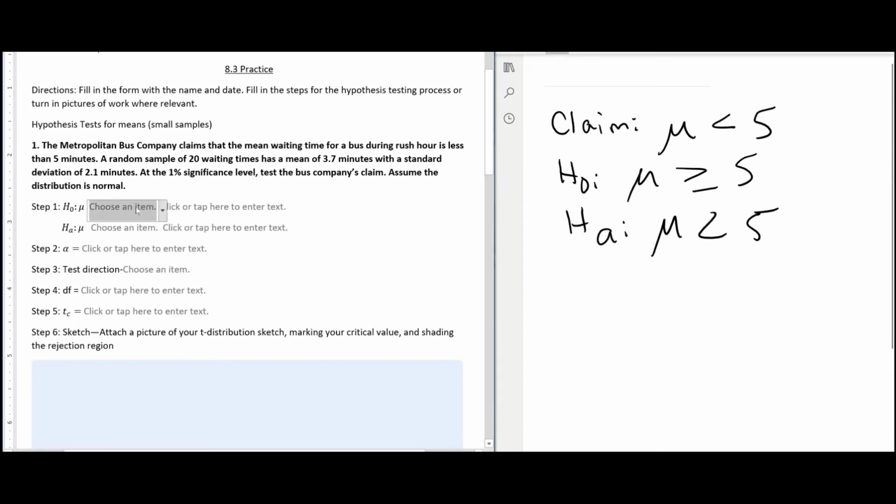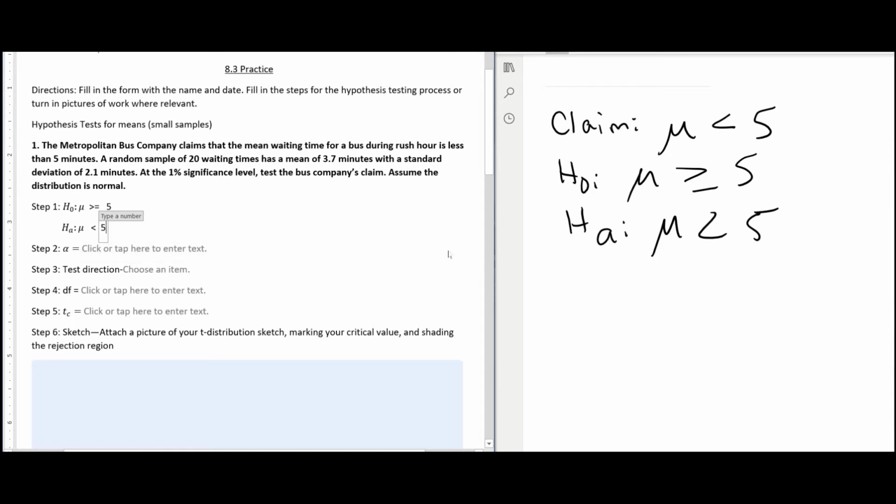So here we're going to choose an item. We're going to choose the greater than or equal to symbol, and then we're going to type in 5. All right, and there's our null hypothesis. Then for this one, you're going to click the drop down for less than, and then type in 5. All right, so there's my hypothesis statement so far.